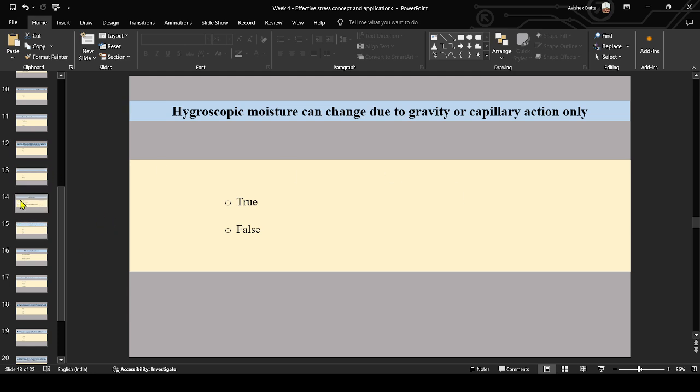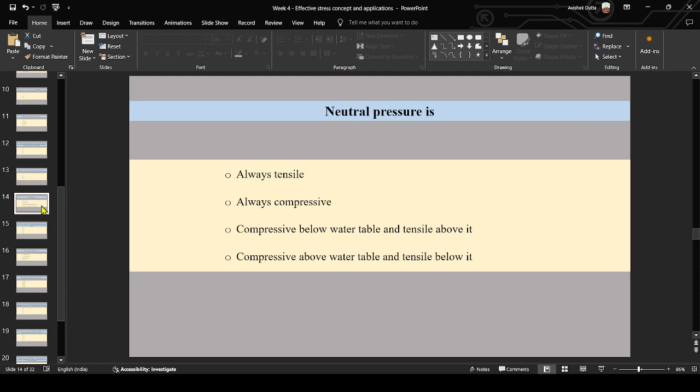Next question. Neutral pressure is, what is neutral pressure? I think you have some idea about neutral pressure. Neutral pressure is, option 1, always tensile. Option 2, always compressive. Option 3, compressive below water table and tensile above it. Option 4, compressive above water table and tensile below it.